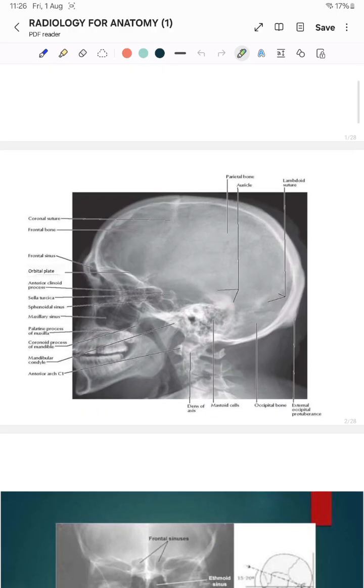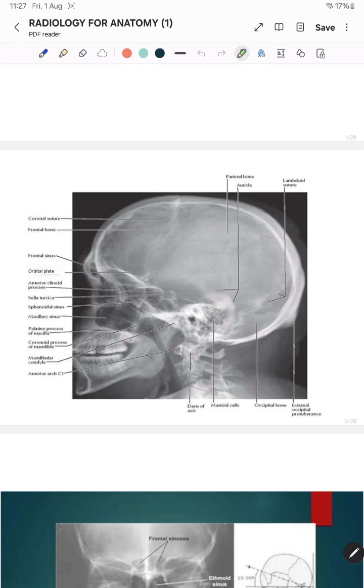This is the X-ray of the skull, lateral view. In the X-ray skull, we generally ask the students to show us the paranasal sinuses. So this is the frontal sinus, this is the sphenoidal air sinus, this is the maxillary sinus.